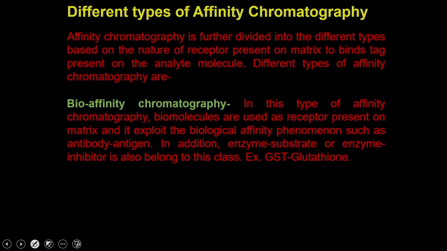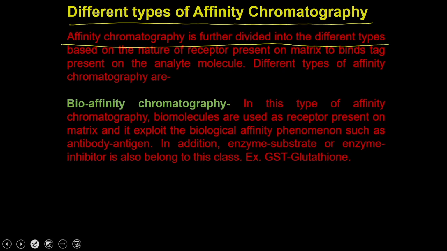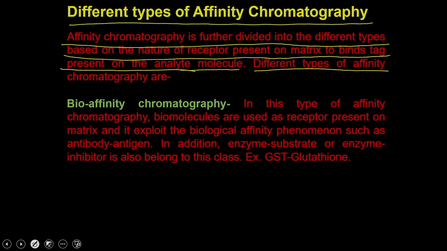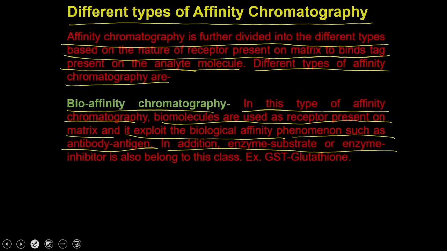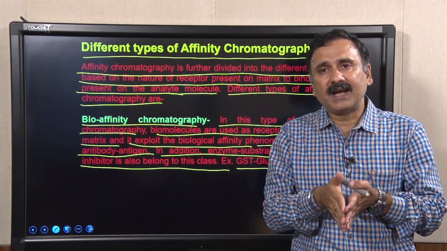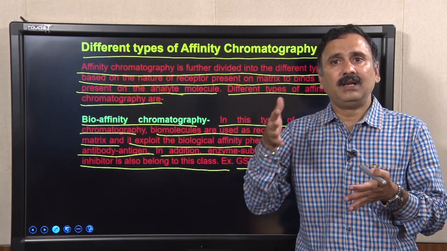So there are different types of affinity chromatography. Affinity chromatography is further divided into different types based on the nature of the receptor present on the matrix to bind the analyte molecules. Different types of affinity chromatographies are, first, bioaffinity chromatography. In this type of affinity chromatography, biomolecules are used as the receptor present on the matrix, and it exploits biological affinity phenomena such as antibody and antigen. In addition, enzyme substrates or enzyme inhibitors also belong to this class, for example GST and glutathione.